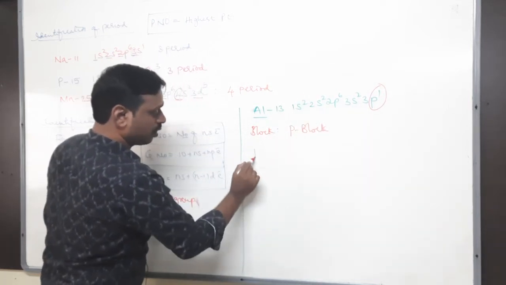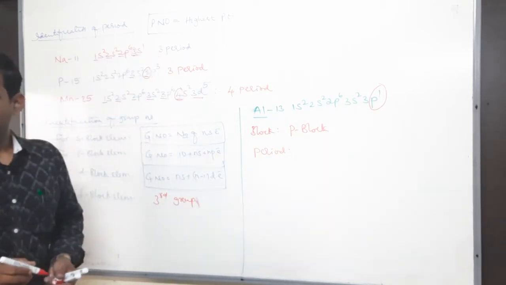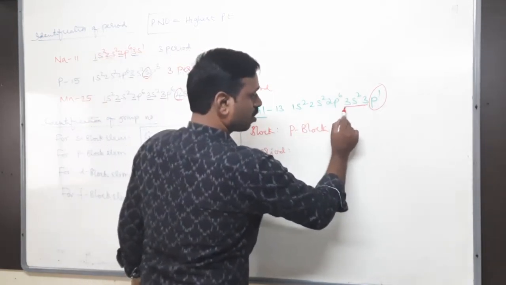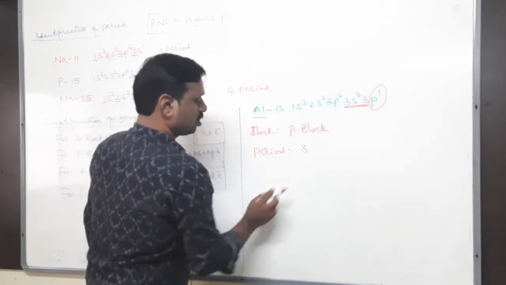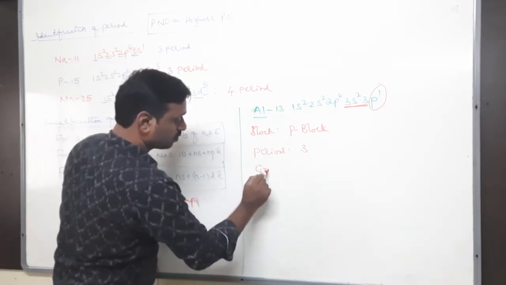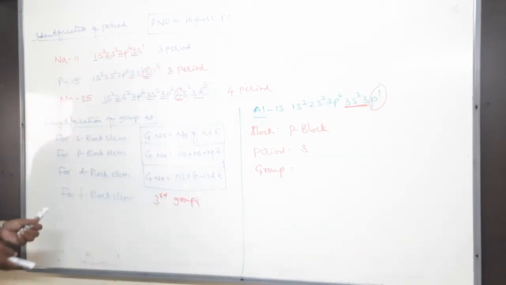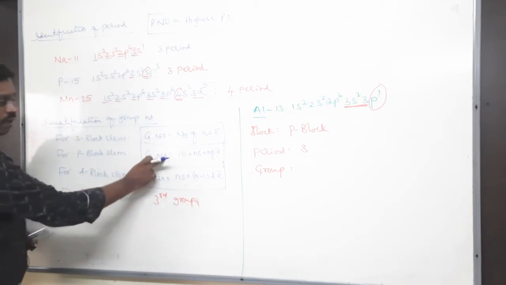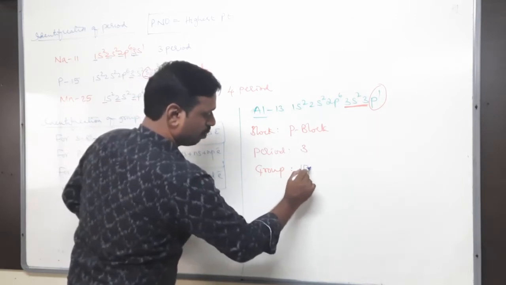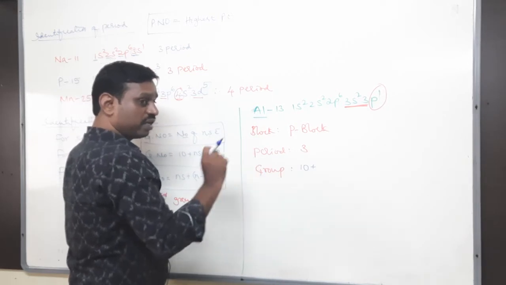Next tell me, it belongs to which period? Which is the highest principal quantum number? Highest principal quantum number is 3. Therefore it is the third period. And tell me now, what is the group? To calculate group in case of p block element, what is the formula? Group number equals 10 plus ns plus np electrons. So here 10 plus ns, how many ns? And what is the meaning of ns, np?